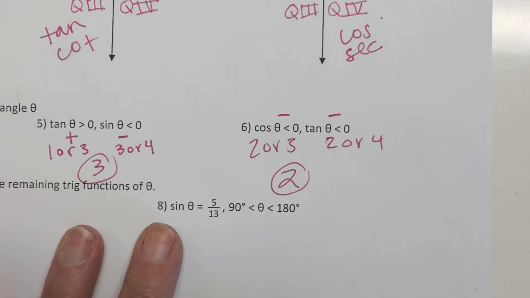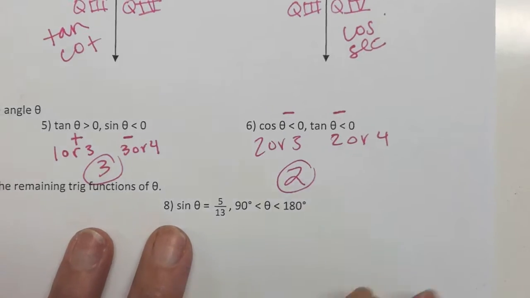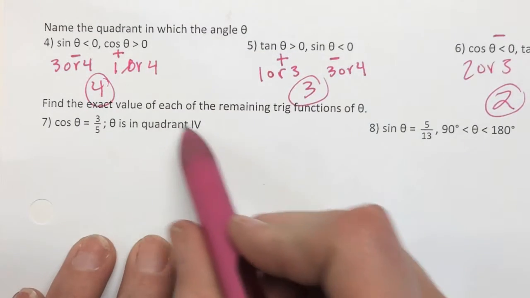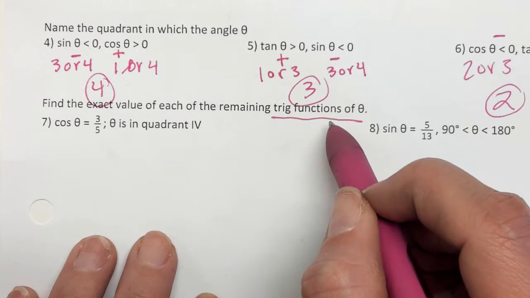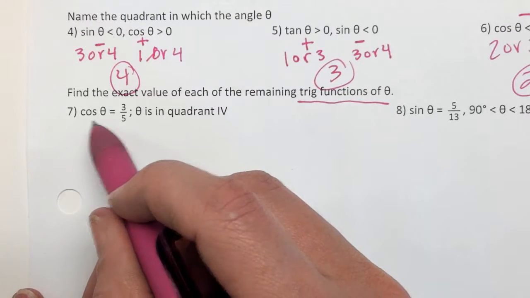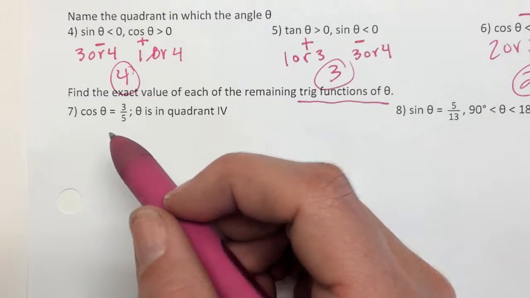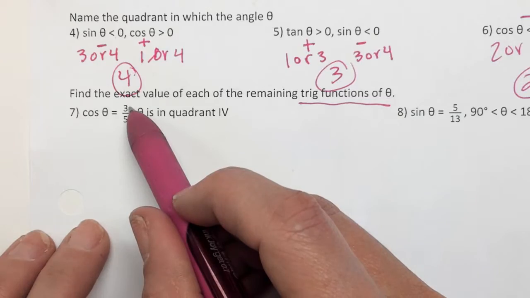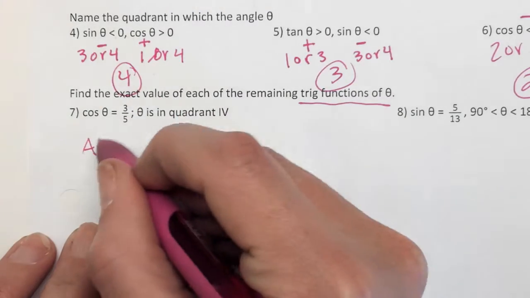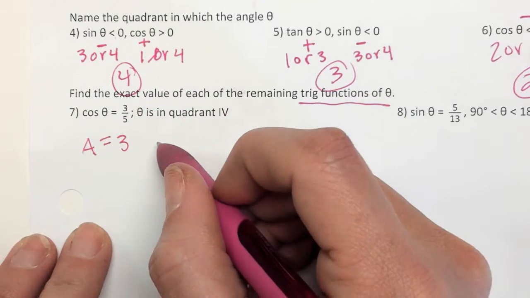Alright, we just got 2 more and then we'll be done. Alright, this one's saying find the exact values of the remaining trig functions. How many trig functions are there in total? We have 1, so there's 5 more. They give us that cosine is 3 over 5, so that means 3 is our what? Adjacent, good. And that 5 is our what? Good.